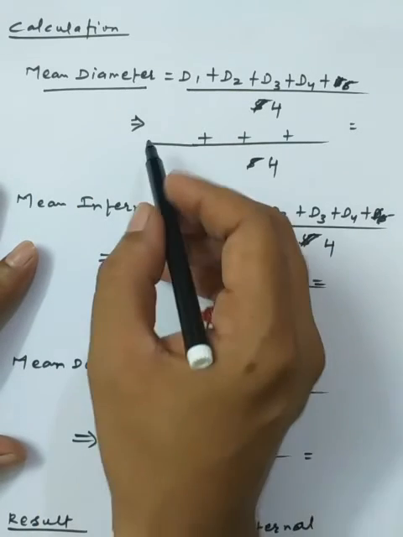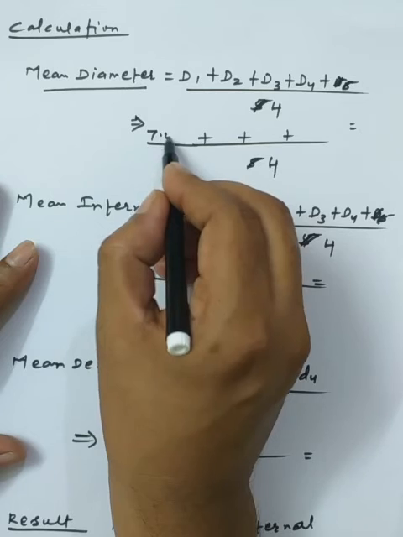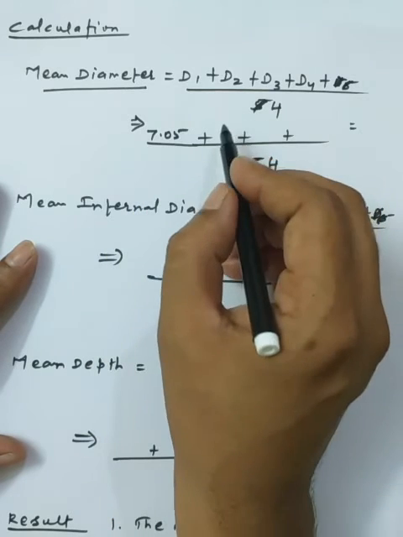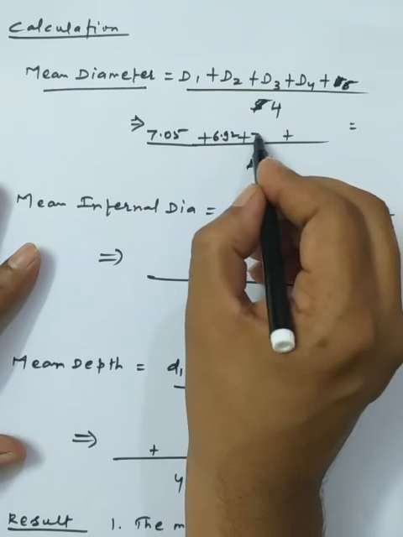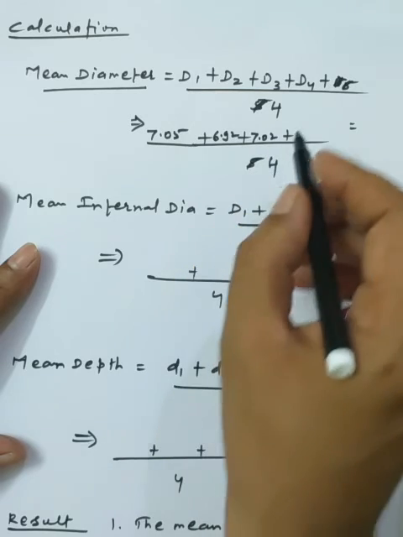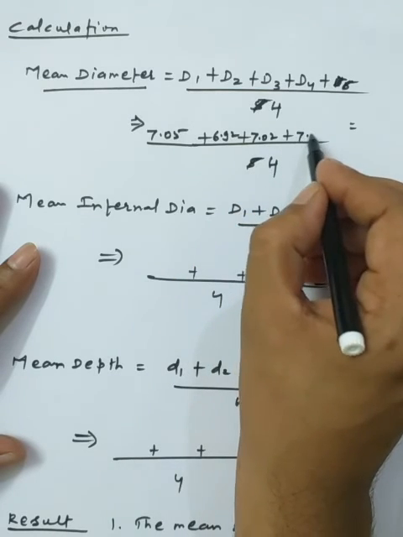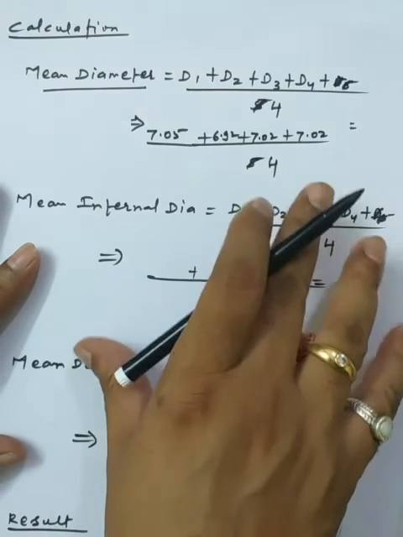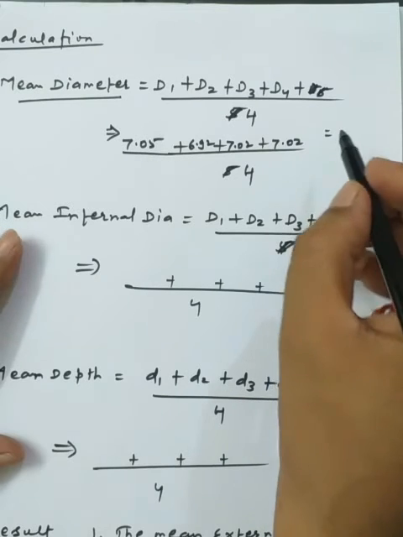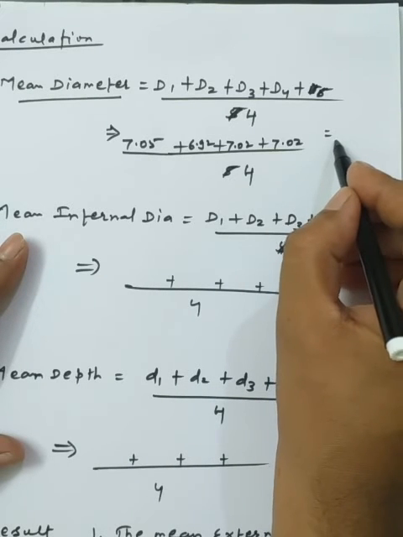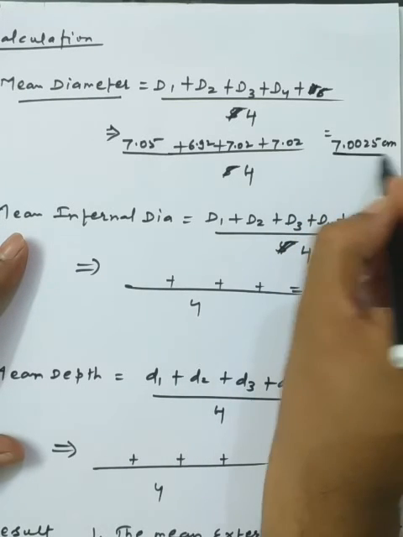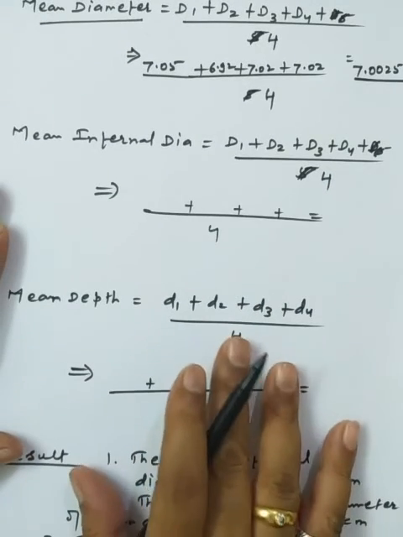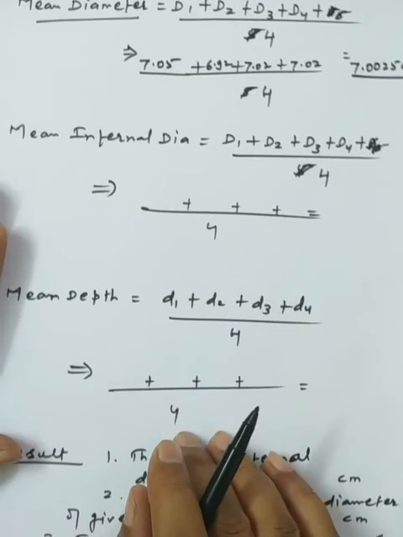This is easy work: you can write 7.45 as the first diameter, then 6.92, then 7.02, and then the same reading, 7.02. Whenever we take the average of all these, it comes to about 7.0025 centimeters. So this is the first part. Now the mean internal diameter.